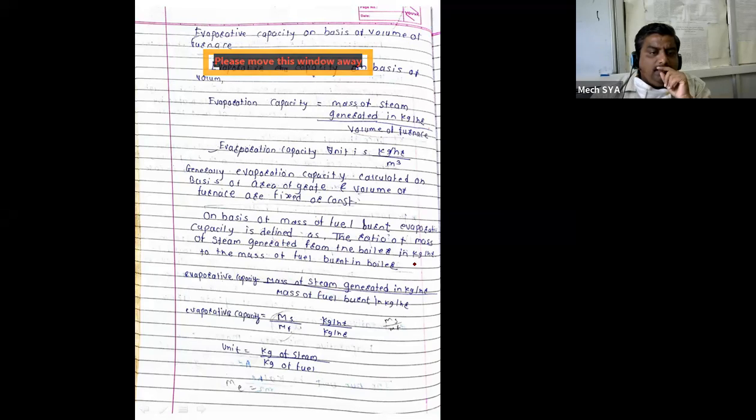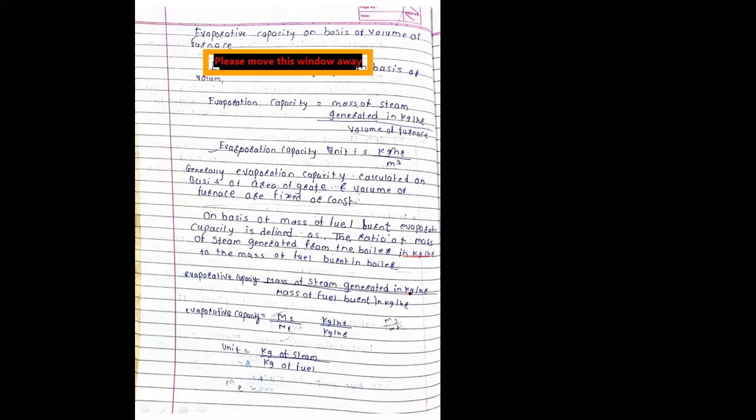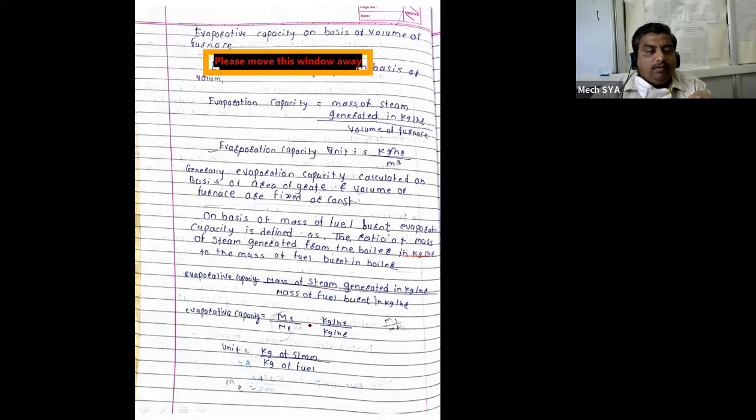which will be defined as the ratio of the mass of steam generated from the boiler in kg per hour to the mass of fuel burnt in the boiler in kg per hour. That ratio is also called the evaporative capacity, on the basis of mass of fuel burnt. It is denoted by ms upon mf. Ms means mass of steam generated in kg per hour, mf means mass of fuel burnt in kg per hour.